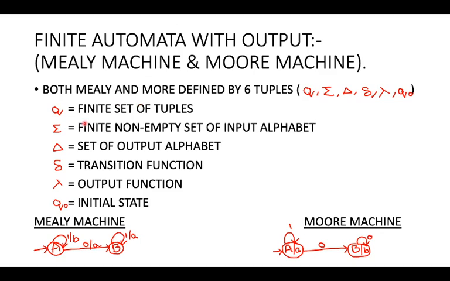Here are the six tuples of the definition. Q is a finite set of states, a non-empty finite set of input alphabets, a set of output alphabets, a transition function, an output function, an initial state, etc. Let's come to the Mealy machine.